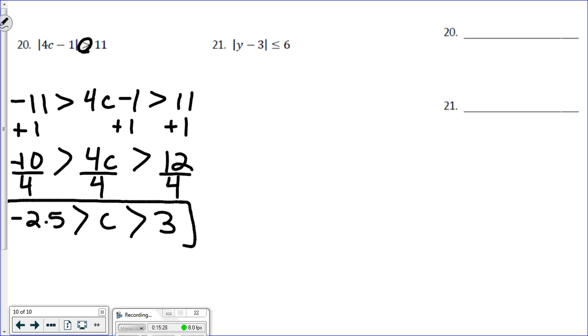And I am done. Because this is an inequality, you have a range of answers. You have no equal signs here. So you have a range of answers. C could be anything from negative 2.5 all the way to positive 3. Let me correct that. C can be anything less than negative 2.5 and anything greater than 3. This will be an or statement, so the graph would go in opposite directions. It is not an and statement.